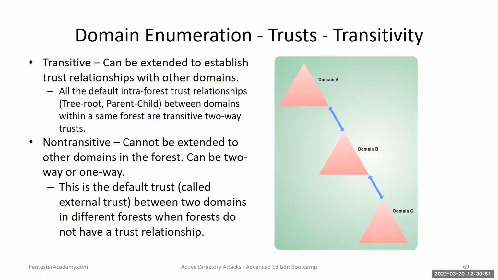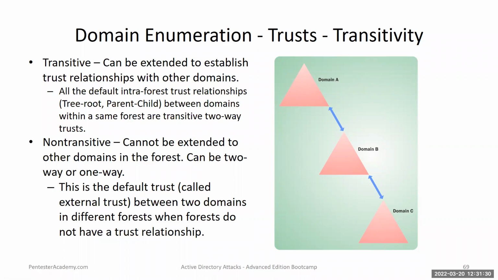Another property of trusts is trust transitivity. That simply means extension of established trusts with other domains. Please note that all the default intra-forest trust relationships, that is tree root, parent-child, between domains of a same forest are transitive two-way. That is, if domain A and B has a bidirectional trust relationship, and domain B and domain C also has a bidirectional trust relationship, thanks to transitivity, this trust is extended between domain A and C as well.